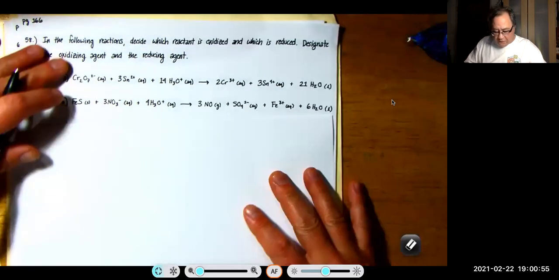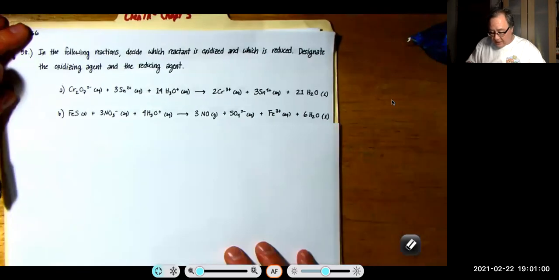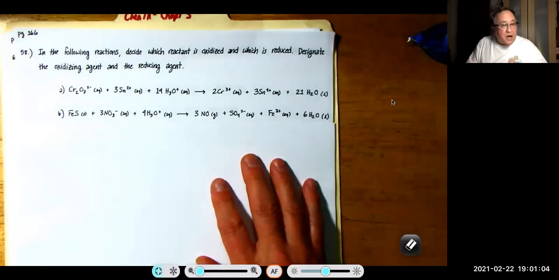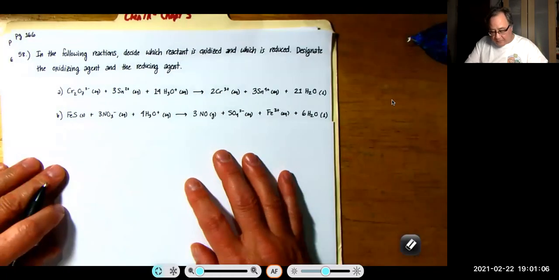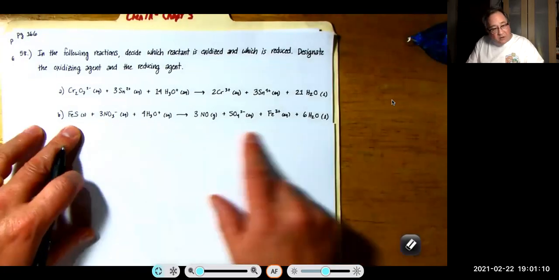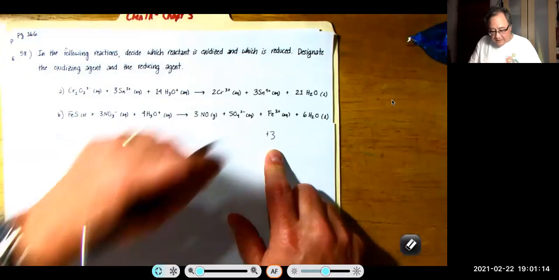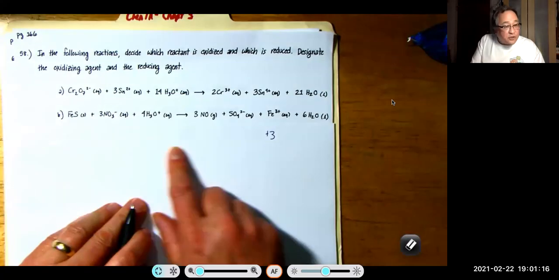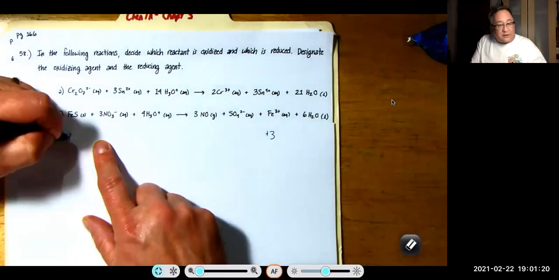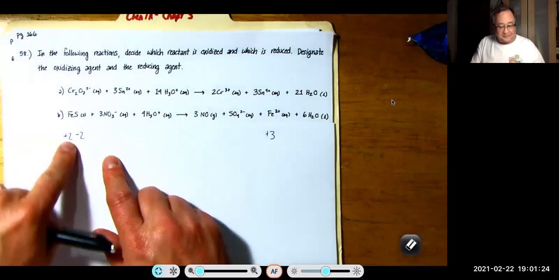So our first rule is pure elements that are neutral. I don't see any. So our next rule is monatomic ions. I'm not going to rewrite this equation, but clearly that's a monatomic ion. So this is a +3. Here we actually have 2 monatomic ions. The sulfur is a sulfide ion, -2, and the iron is a +2.